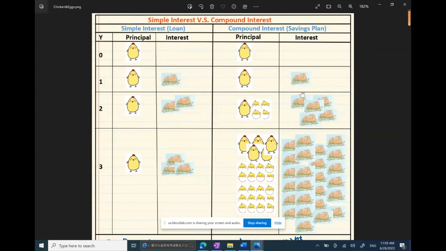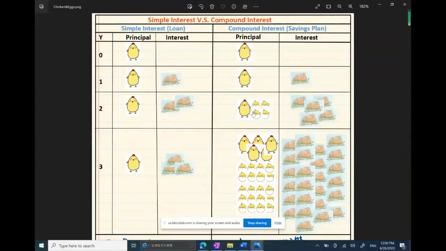However, in the case of compound interest, by the end of the first year, we have the 4 eggs. And the 4 eggs will quickly become 4 chickens and join the original chicken, make a group, and this group is the new principal. So at the beginning of the second year, your principal is not the original chicken anymore. Your principal is the 5 chickens, the original principal with the interest from the first year.